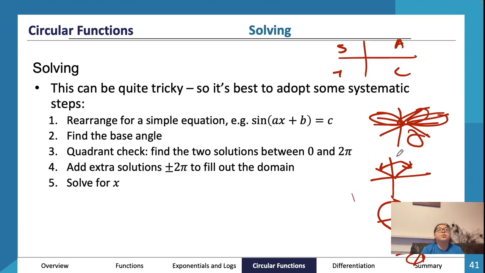Alright, so then you do a quadrant check, which quadrant it is, and you can find 2 solutions between 0 and 2 pi, and then you just add or subtract 2 pi until you fill out the domain, and then you can solve for x. Alternatively, you can skip this step and just solve for x first, and then you add whatever their period is. So add period. If their period was 2 pi on 3, you add 2 pi on 3. If their period was pi on 4, you add pi on 4. If their period was 2 pi, you add 2 pi.